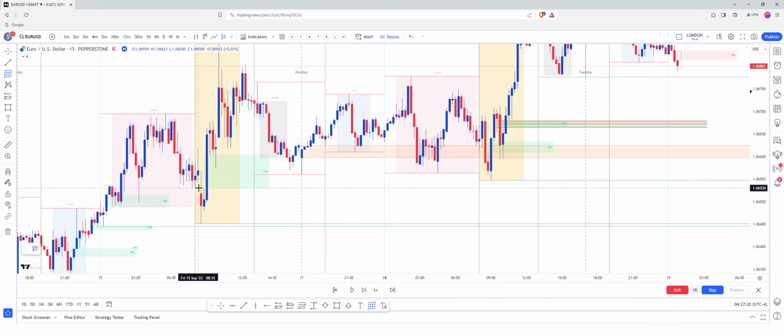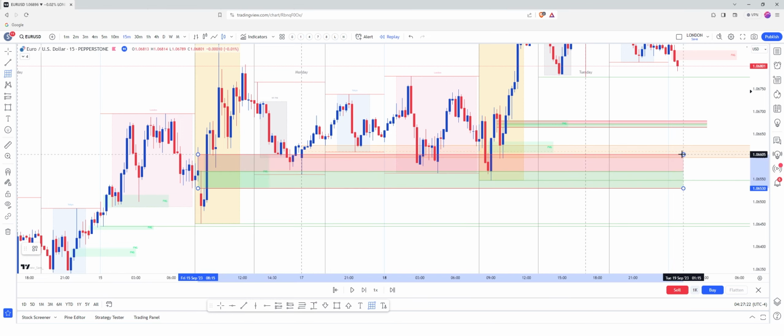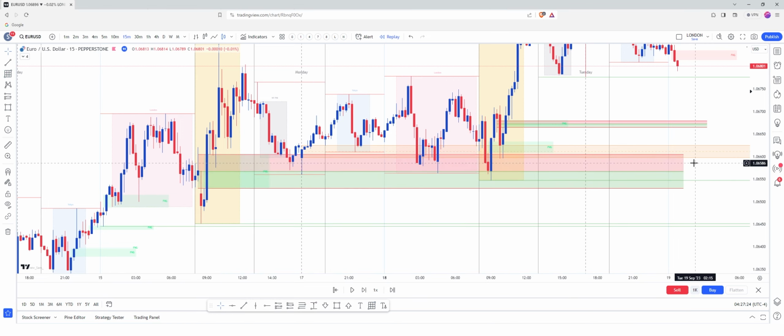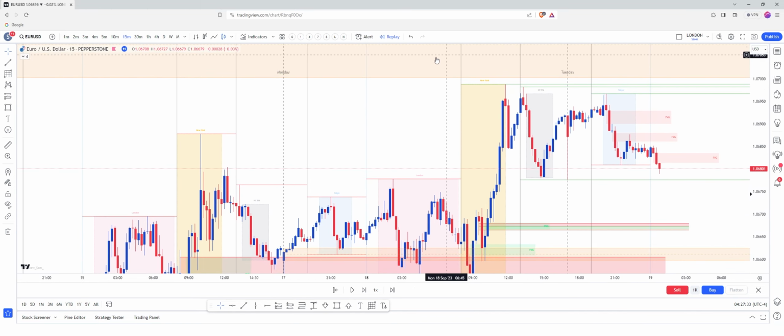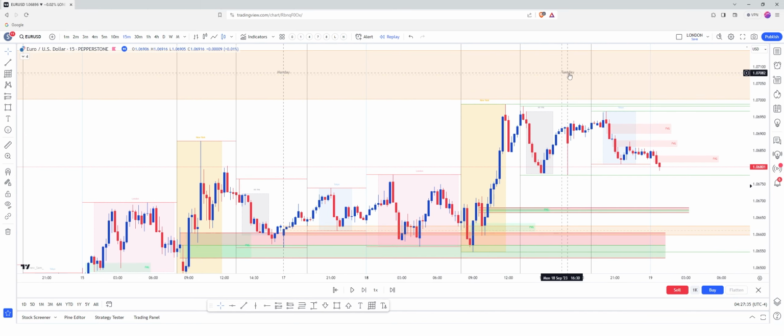We have a larger 15-minute fair value gap down here, which was respected all day yesterday. This is just at the bottom of this week's new week opening gap. So we're now pulling up away from the new week opening gap, which means potentially the older new week opening gap could be a draw on liquidity.